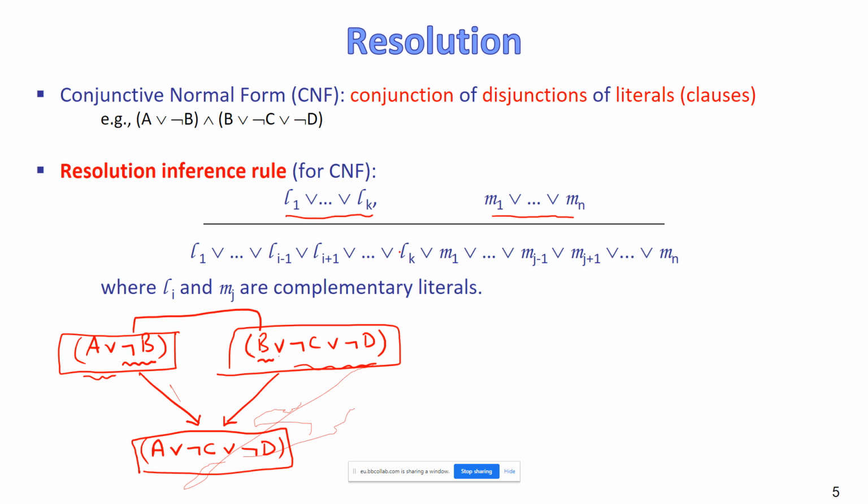Okay, so the general form of it is that we have two clauses here, from L1 to Lk and here from M1 to Mn. But we assume that Li, which is number I here, and Mj, which is number J here, are complementary literals. So we can infer from these two this one. So you see here that we have L1 to Lk, but we skipped Li here. So there is no Li here.